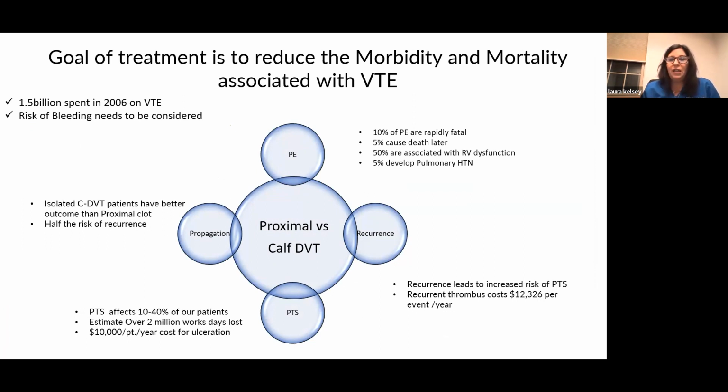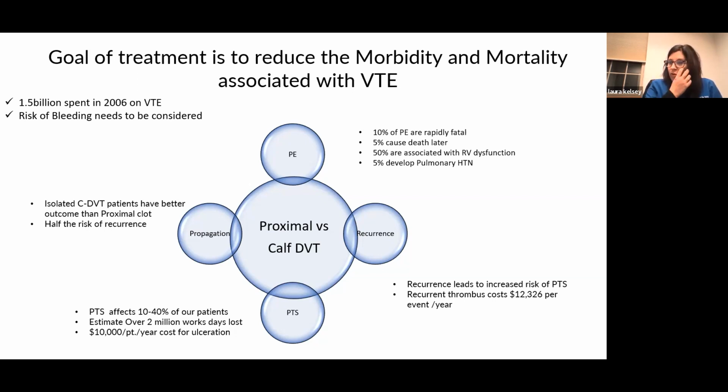Obviously, nobody wants a PE. They're fatal, lots of complications regarding that. But what about post-thrombotic syndrome? And we know that higher recurrence rates lead to higher incidence of post-thrombotic syndrome. And there's a significant cost to our country. It's estimated that's $8,000 per day for a PE with an average hospitalization of 5 days.